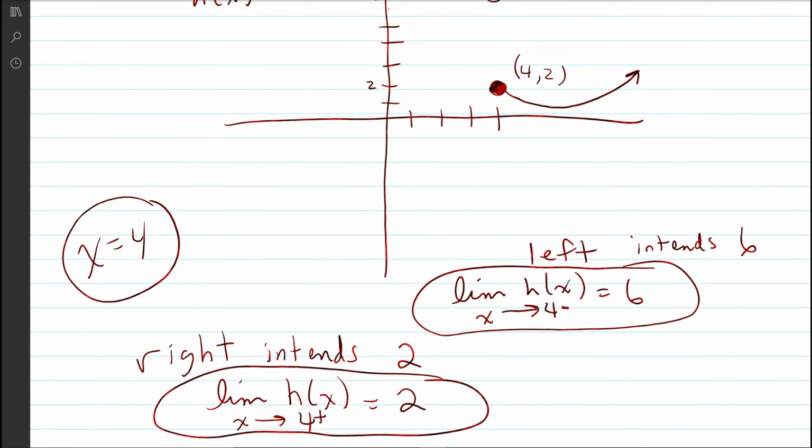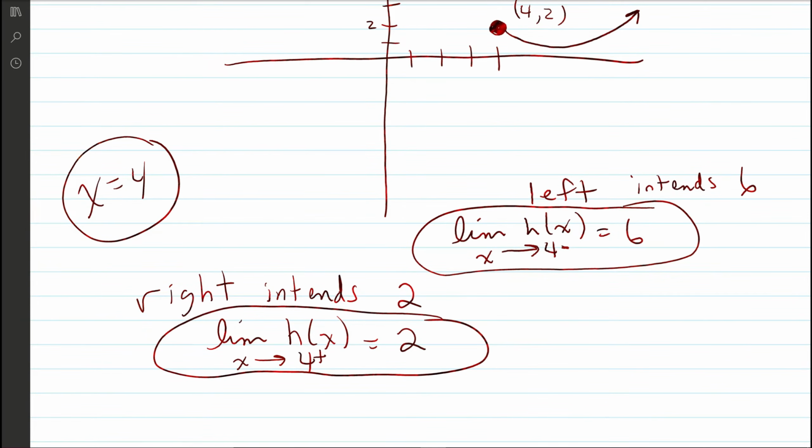Approaching x equals 4 from the left, the function intends to reach 6. So I write the limit of h of x as x approaches 4 from the left equals 6. And then approaching x equals 4 from the right, the function intends to reach the height of 2. So the limit of h of x as x approaches 4 from the right, denoted by that plus sign, is equal to 2.